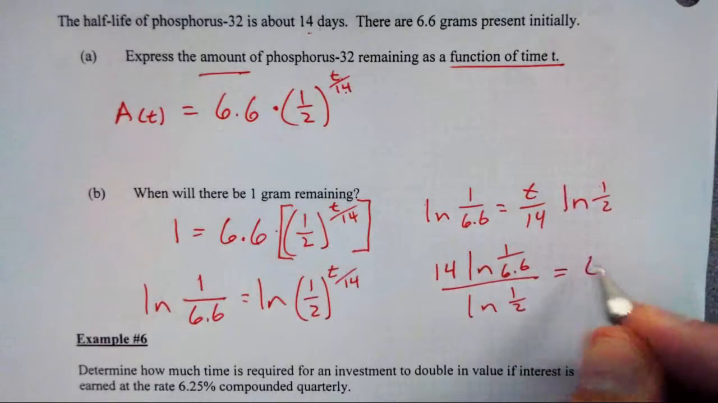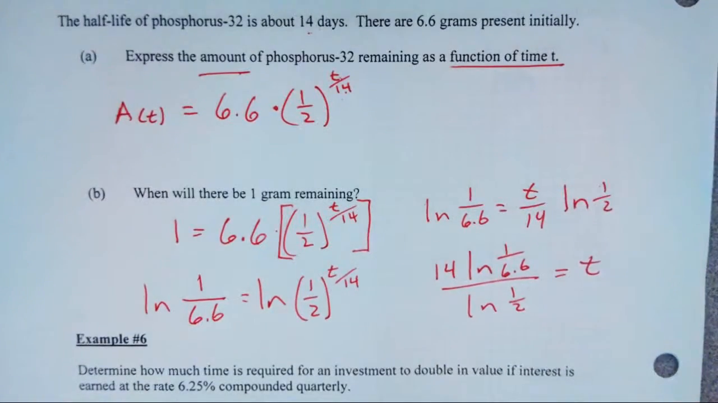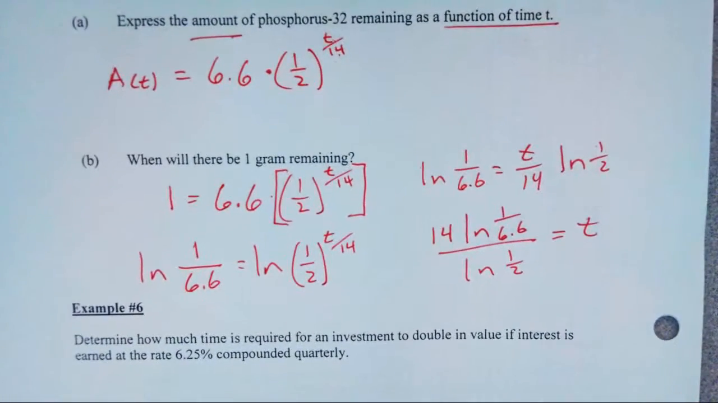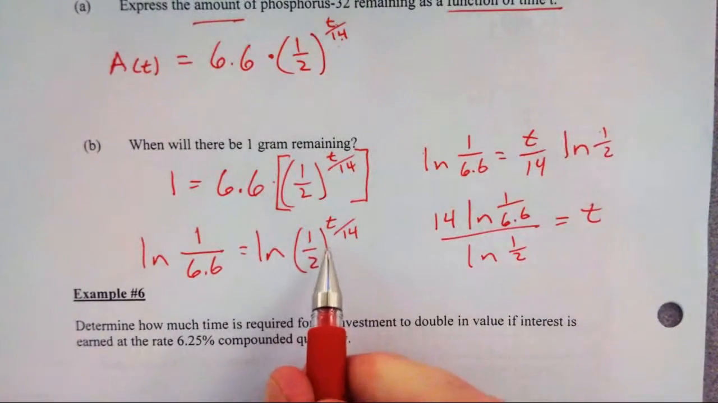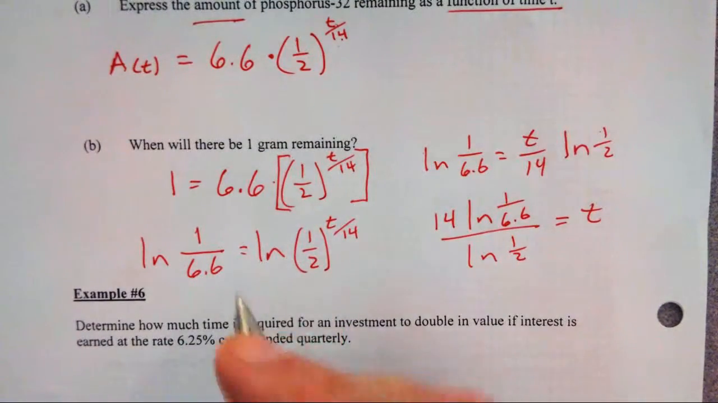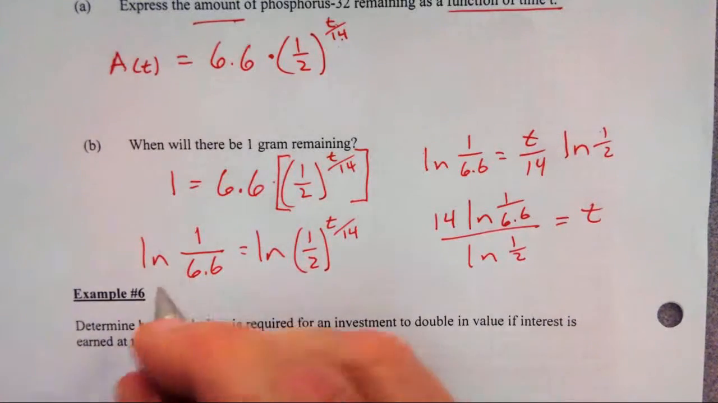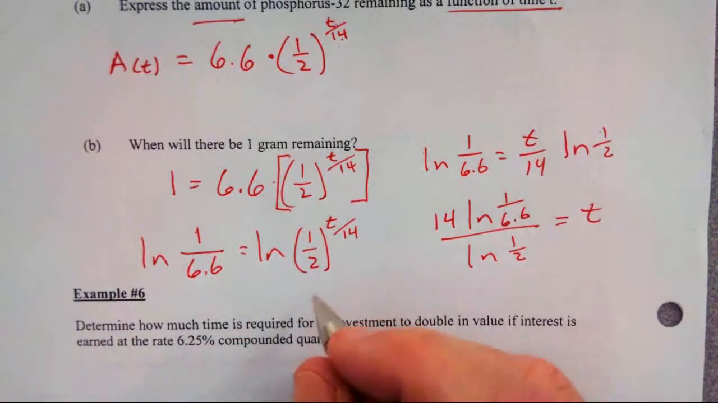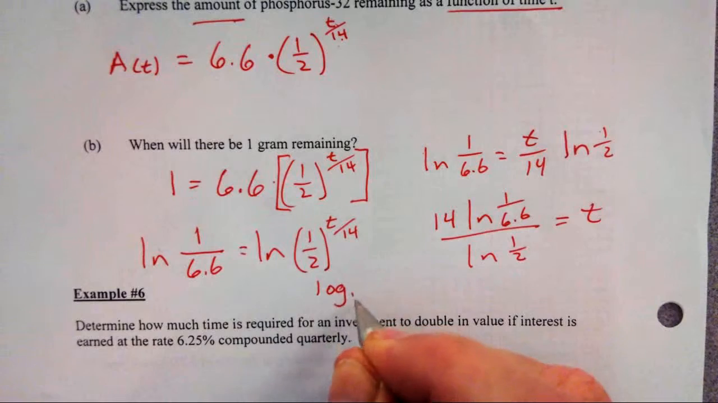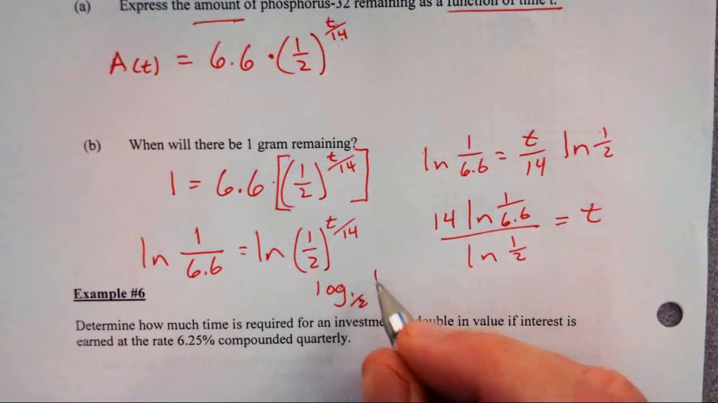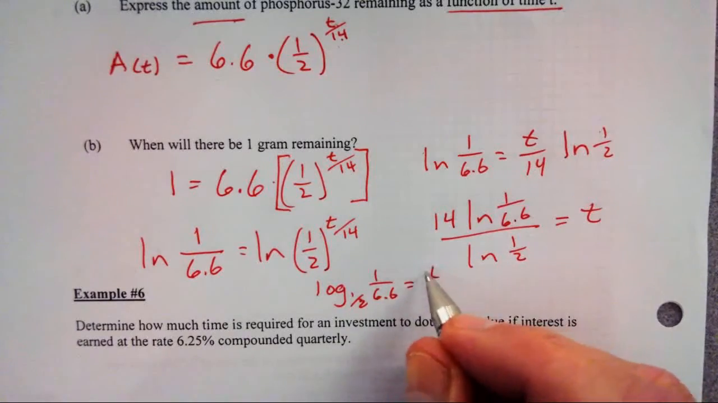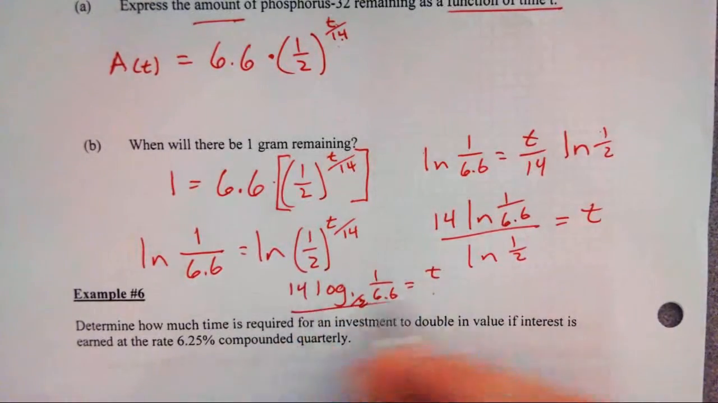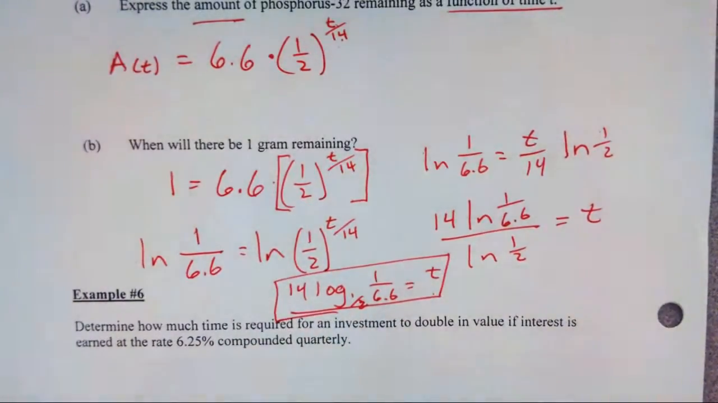So that does it for us. Again, I would hope those of you with 84s or beyond would just take log base 1/2 of both sides here, and we would have gotten log base 1/2 of 1 on 6.6 equals t on 14, or there is a viable solution as well.